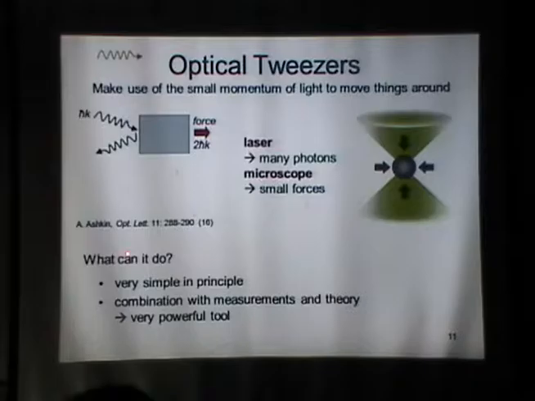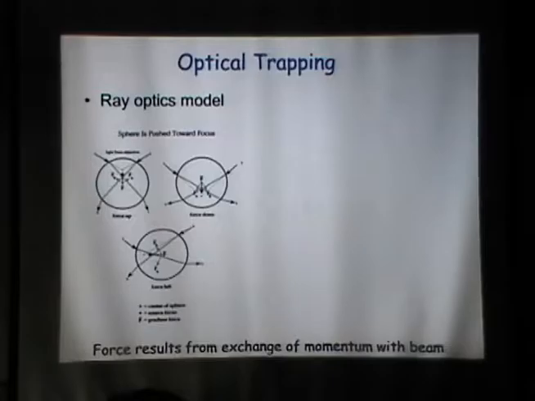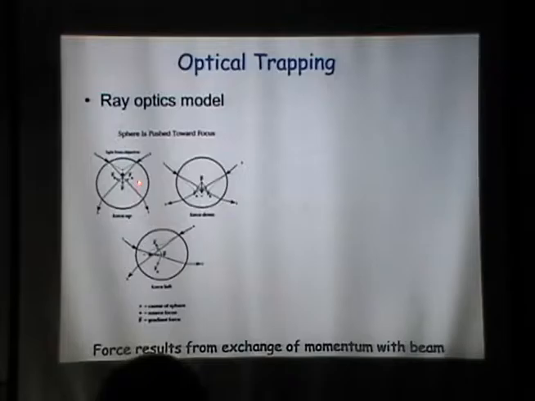What can we do with it? It's very simple. It combines measurement of forces and theory, and gives us a very powerful tool for all those applications that I listed in the previous slide. Typically what we are talking about is about 10 gigawatt per square meter of power, and one micron radius particles. So we're talking about forces of one piconewton per milliwatt. There are sophisticated and less sophisticated theories of optical tweezers, and the simplest of them is the ray optics model. This assumes, and we have heard it today already from the first speaker, that if my particle is much larger than the wavelength of light, I can use the ray optics model.